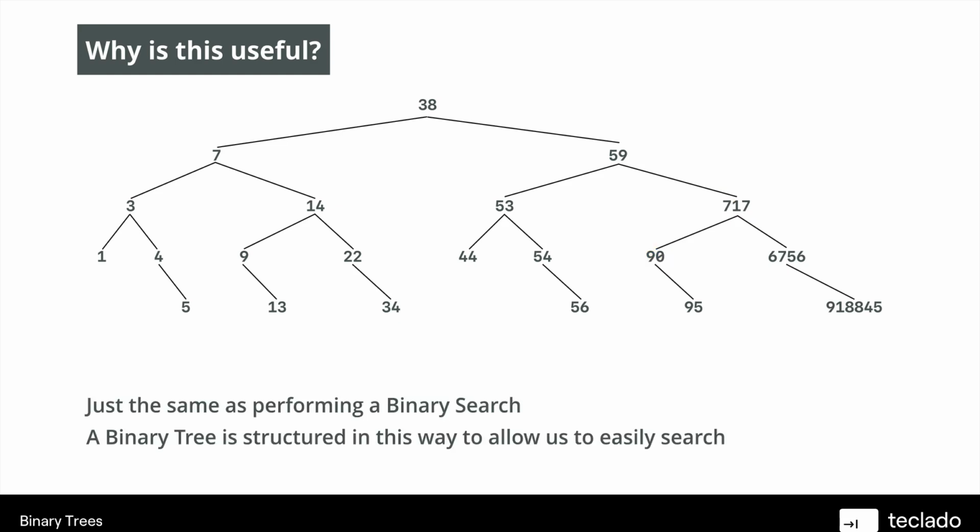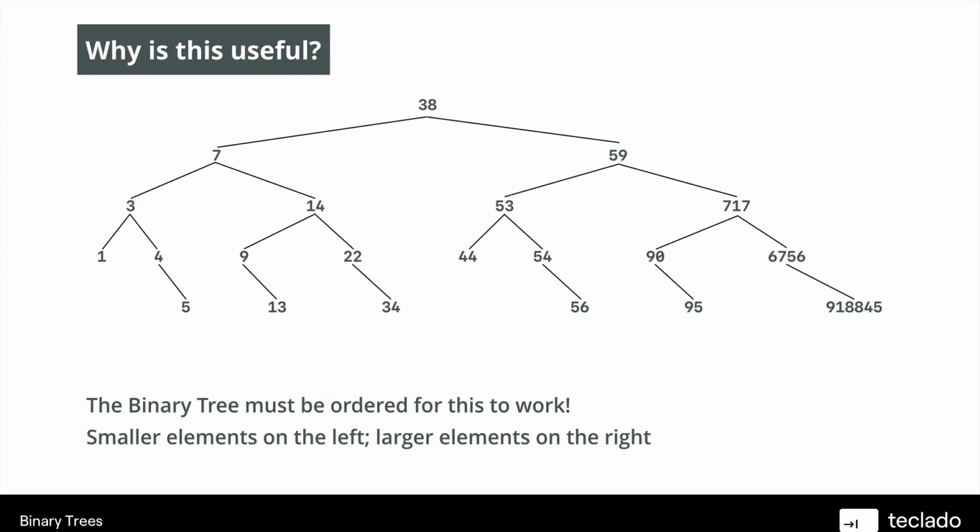So it's just the same as performing a binary search. The binary tree is structured in this way so that we can search easily, and we end up with smaller elements on the left, larger elements on the right, and we just have to go through each. Of course, the binary tree has to be ordered in this way for it to work. We're going to look at how to create binary trees like this in the next few videos.